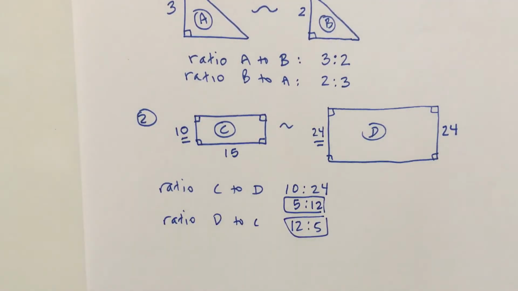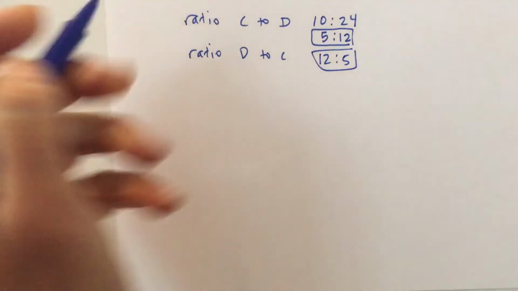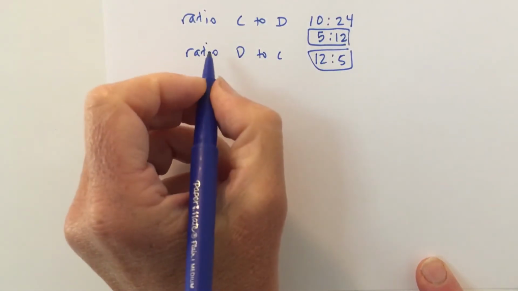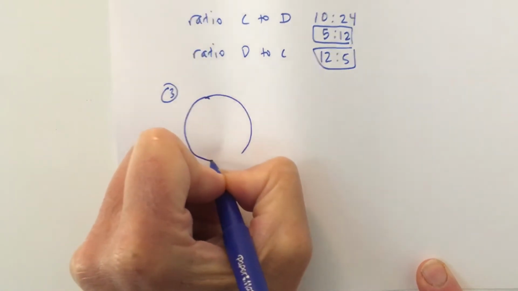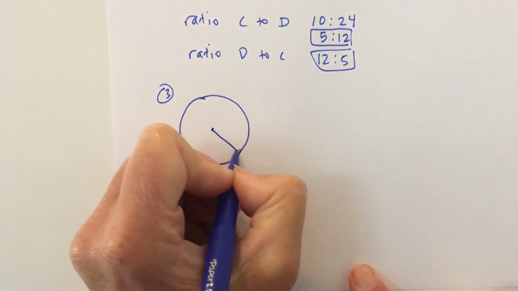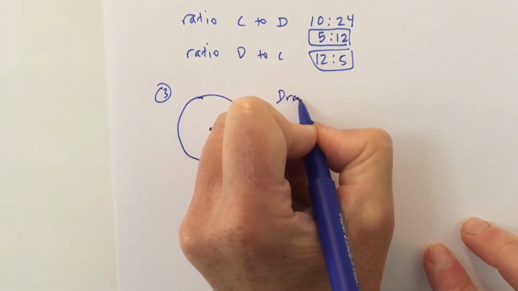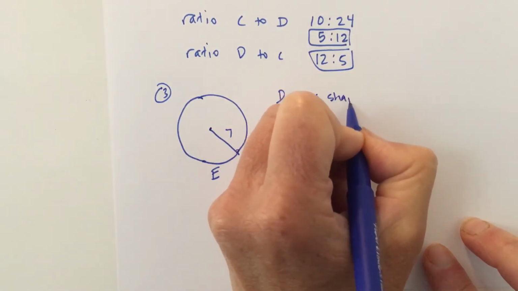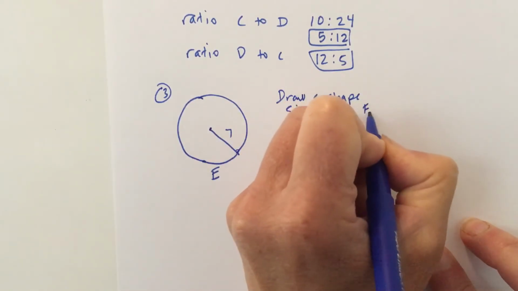Okay, all right. The last thing I'm going to have you guys do for this homework is I'm just going to have you draw some things that are similar. So like an example would be, I would give you a shape. This is supposed to be a perfect circle. Okay. And I would go like this and I'd put 7 and I'd call this shape E. Okay. And then I would just say, draw a shape similar to E.